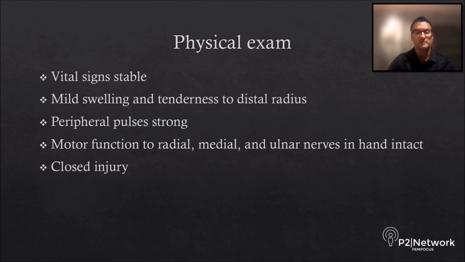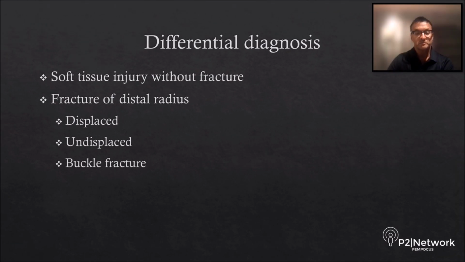So on physical, his vital signs are stable. He's got some mild swelling and tenderness to the distal radius, and peripheral pulses are strong. Motor function of the hand is intact, and of course this is a closed injury. So the differential here, before you can put the probe on the patient, is soft tissue injury without a fracture of the distal radius, and this can either be displaced, undisplaced, or it could even be a buckle fracture or a torus fracture.